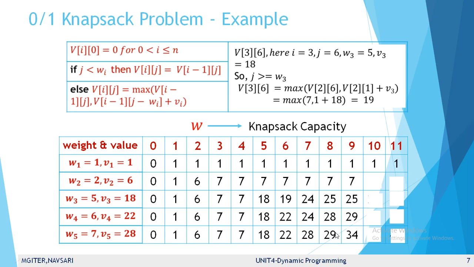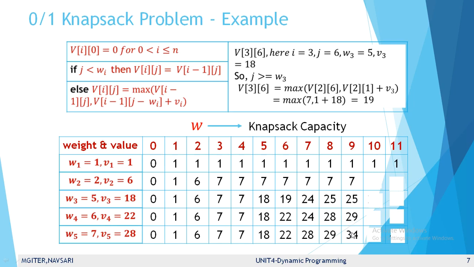Now in column 9, here we include the one item only, here we include the two items, here we include the three items, because the capacity of the bag is 9. We have three items with weights of 1, 2 and 5 kg. Now at i equal to 4, the capacity of the bag is 9, so we include three objects: 6 plus 2 is 8, plus 1 is 9. So the profit is 22 plus 6 is 28, plus 1 is 29.